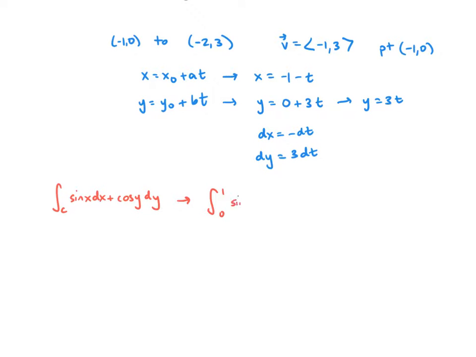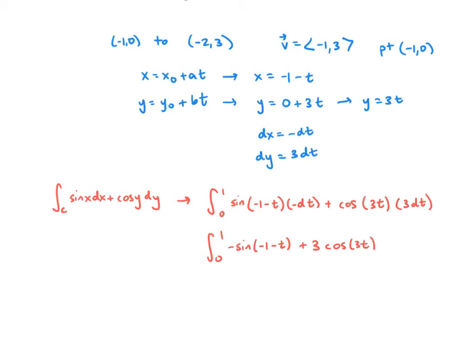Then we have sine of x, which is -1 minus t, dx. So again, I'm doing a substitution here. So we have sine of x. Since x is -1 minus t, I put it in. Then we have dx, and remember dx is negative dt. Then we have cosine of y, and y is 3t, and dy is 3 dt. Okay, if we're going to do the antiderivative, actually first let's simplify. So we have 0 to 1 of negative sine of -1 minus t plus 3 cosine of 3t, and all of this has an operator of dt.